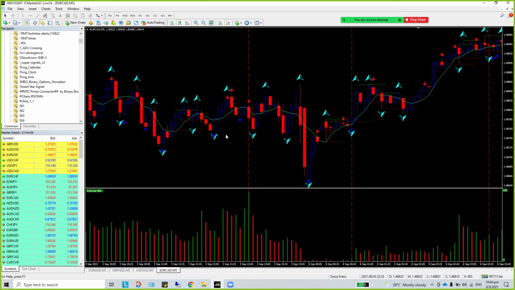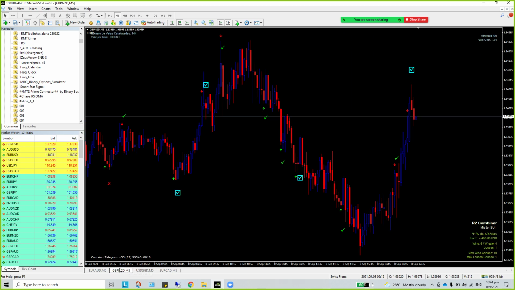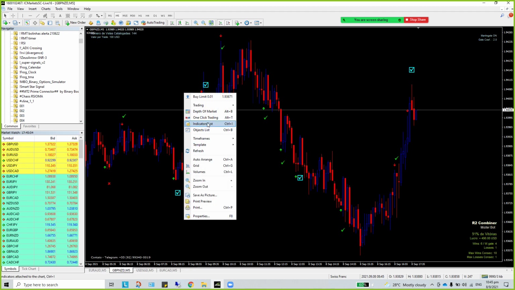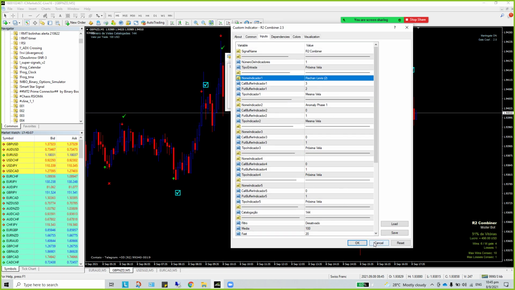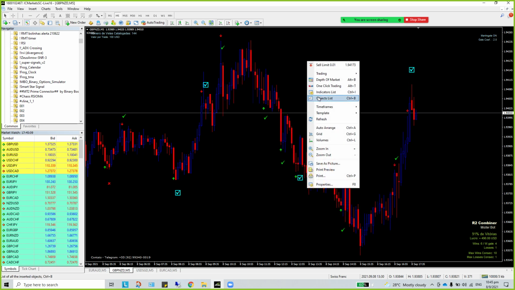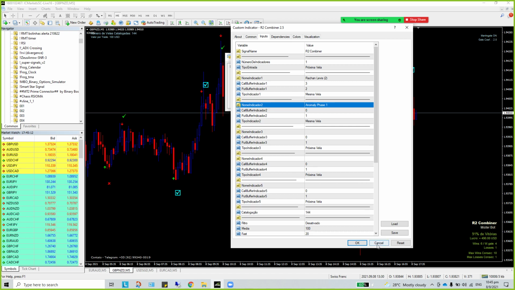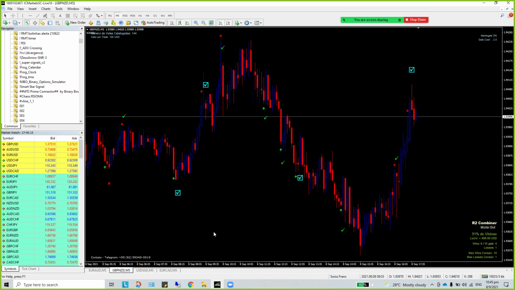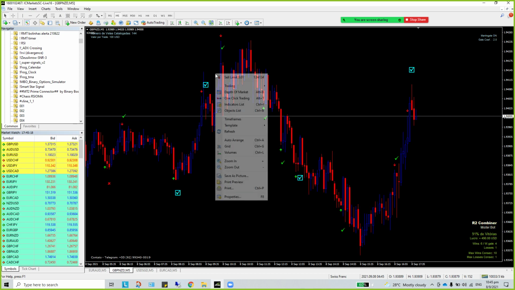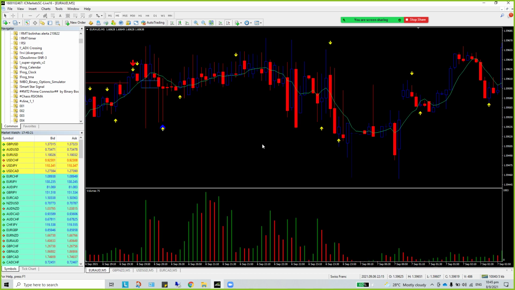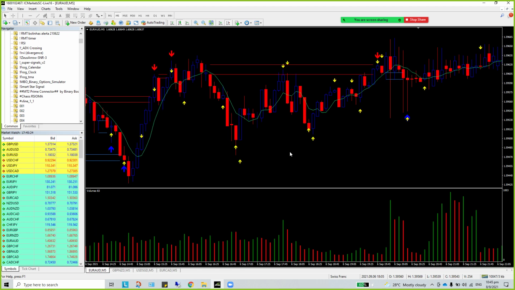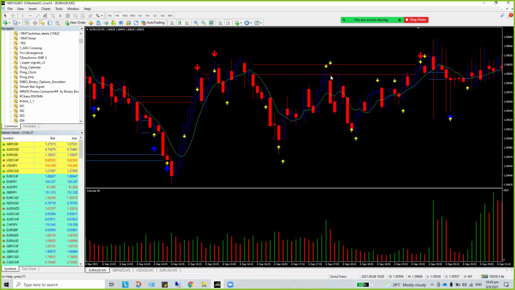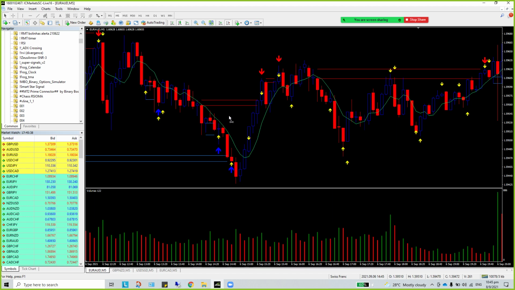This is a strategy. What is this? Merchant levels. And this one, anomaly. Okay, this anomaly is without filter. This red color is anomaly with filter.